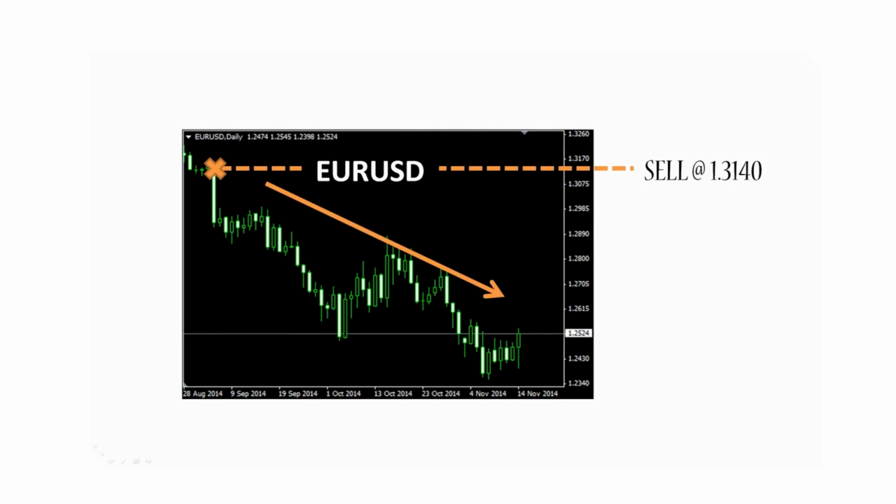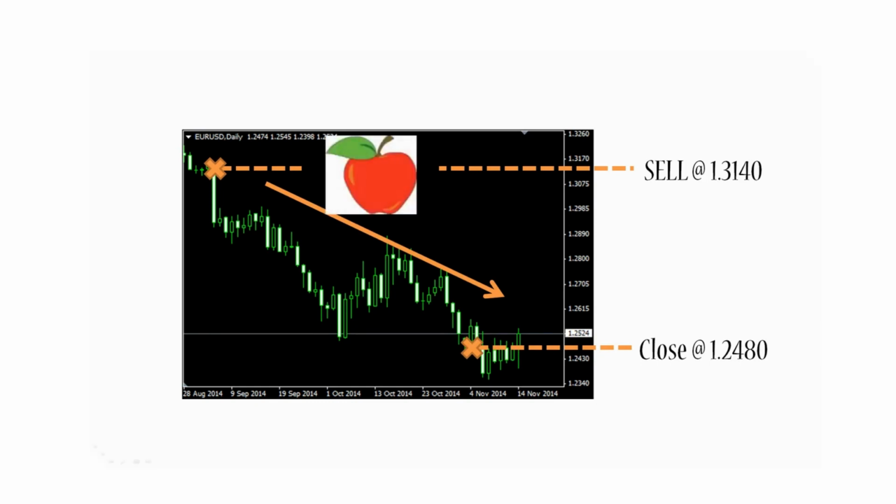1.3140, and as we recall, that means that every 1 euro is worth 1.3140 US dollars, and then he would close the transaction at about 1.2480, meaning that in that point in time, every euro is worth only 1.2480 US dollars. So as we did previously, let's simplify this example by talking about apples, and now let's look at the mechanics of how all of this comes together.